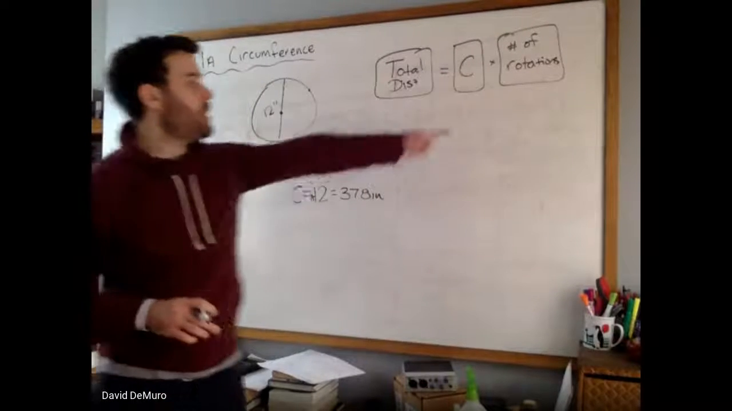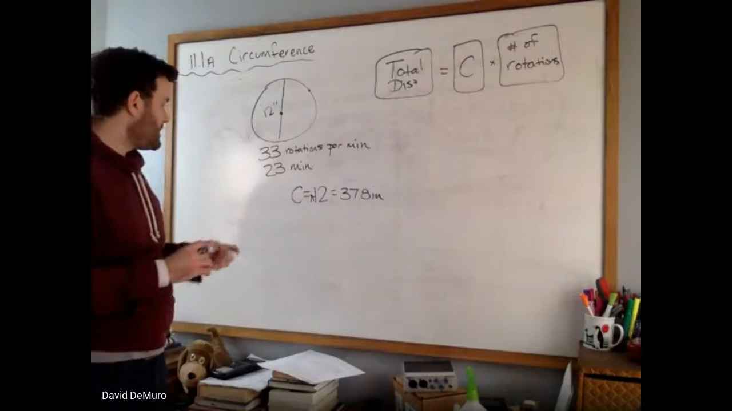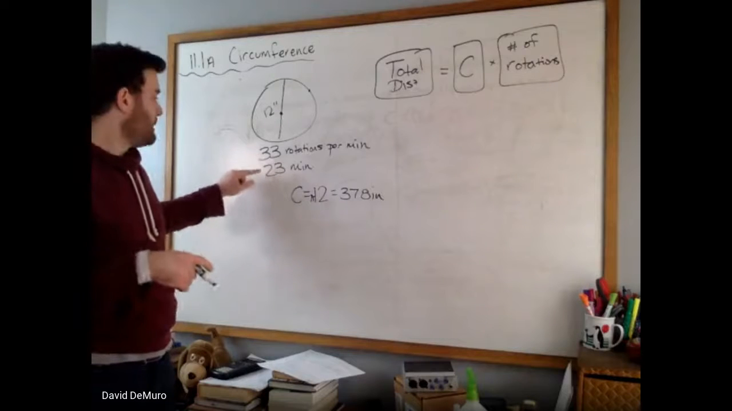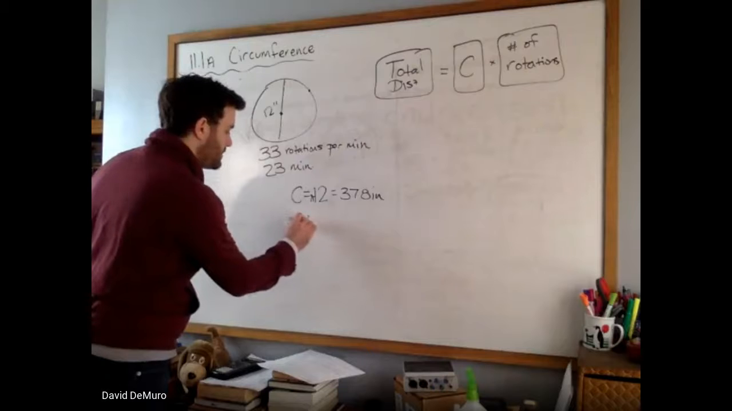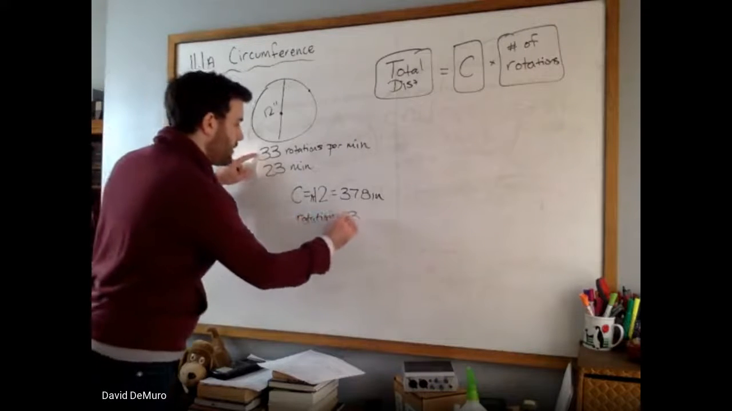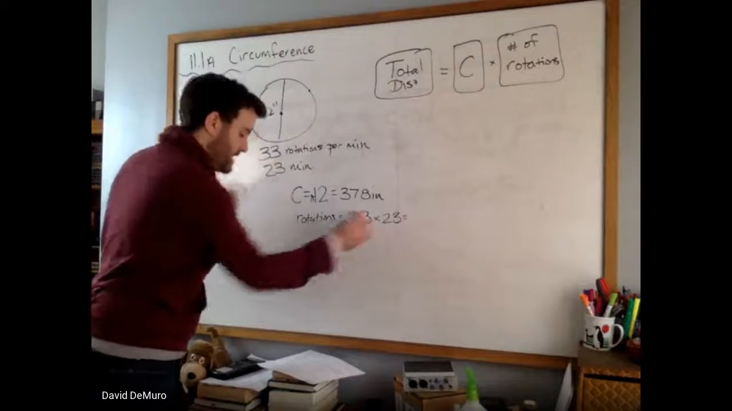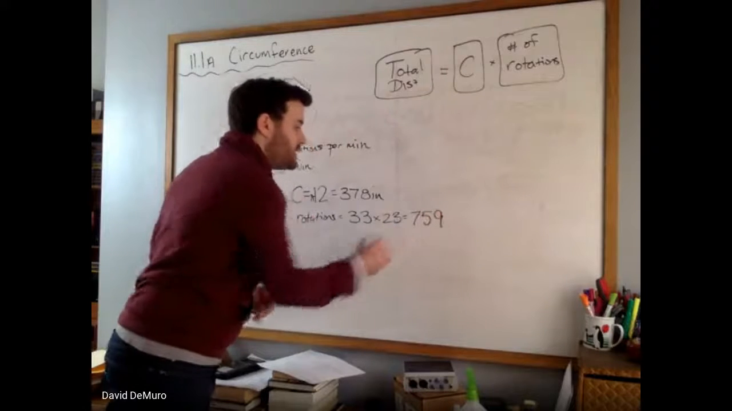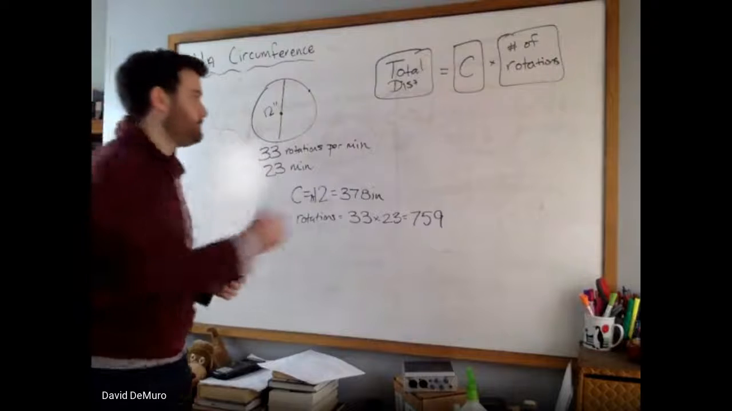We also need to know how many times this record will rotate while that side plays. Every minute, it's going to rotate 33 times, and it's going to play for 23 minutes. So the rotations will equal 33 every minute times the 23 minutes that it plays. And so this record is going to rotate 759 times during those 23 minutes.